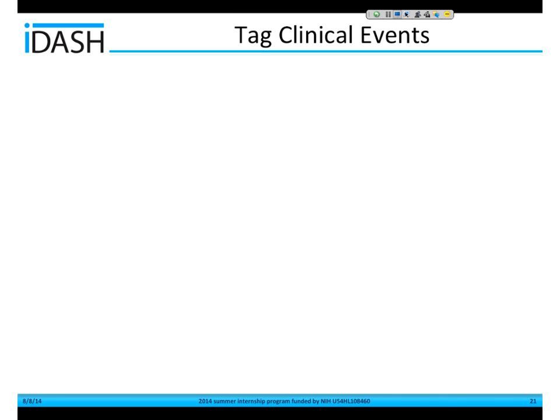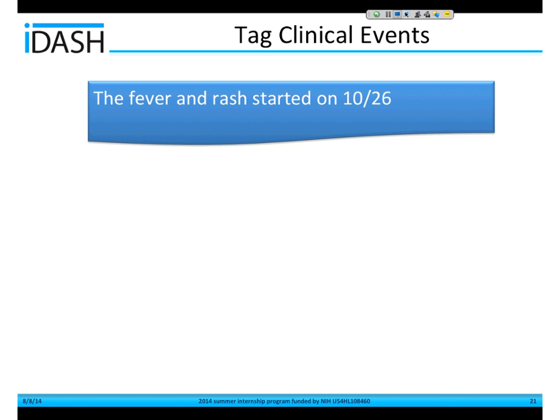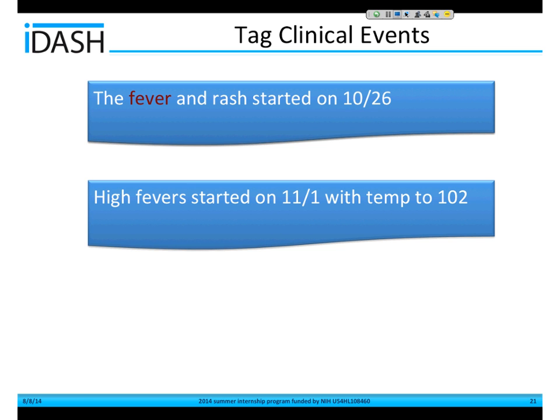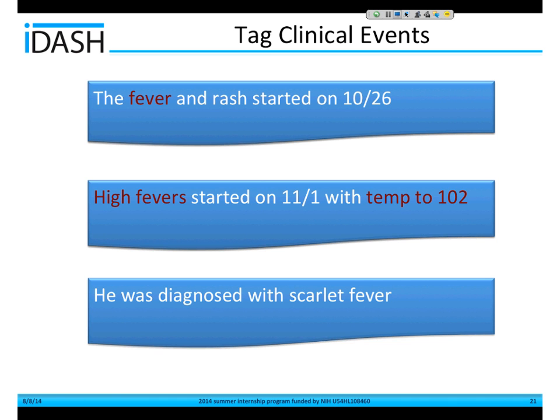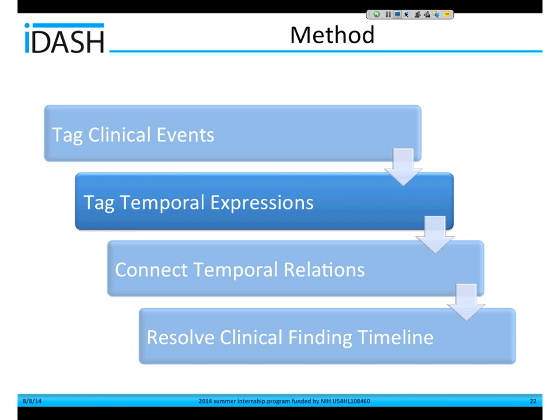For example, in this sentence, we'll just tag the fever. In this sentence, we'll tag the high fevers and temp to 102. In this sentence, we'll exclude the scarlet fever. In the next step, we'll tag temporal expression.